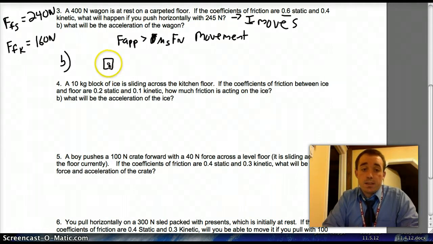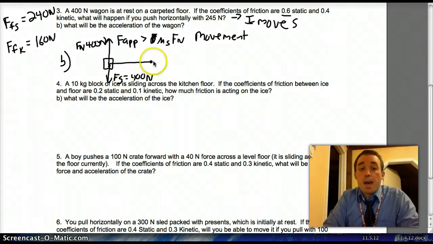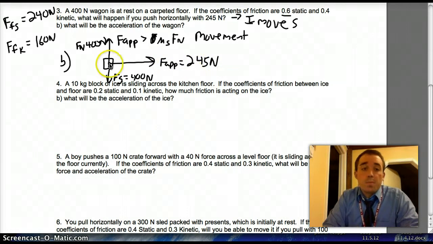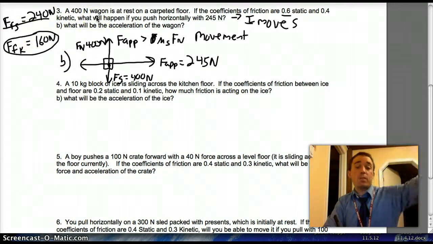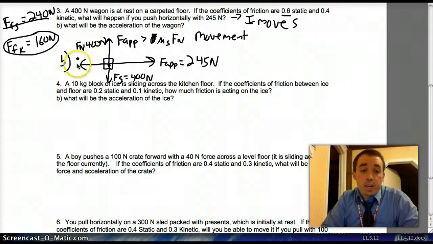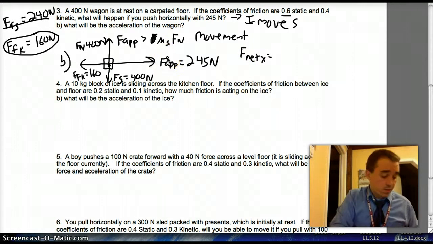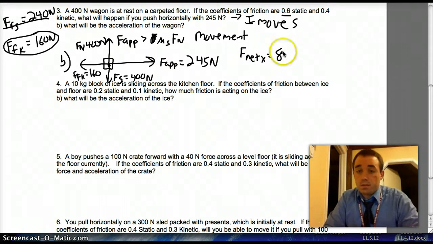Well, we set up a simple free body diagram. I have 400 newtons up. That's my normal force. My force of gravity is also 400 newtons. They counteract each other. I have an applied force of 245. That hasn't changed. At least the problem didn't say it changed. But since I'm moving, I don't use the 240 anymore. I know I'm above it, so I'm already moving. So my force of kinetic friction, and you've got to be specific when you label it, F_fk, is 160. So my vertical is done. My net force horizontal is 245 minus 160, which is 85 newtons.